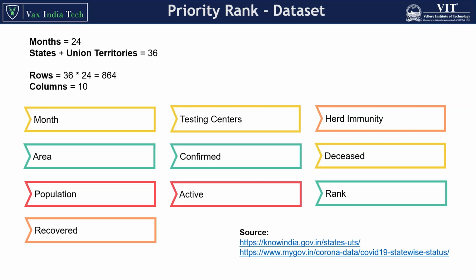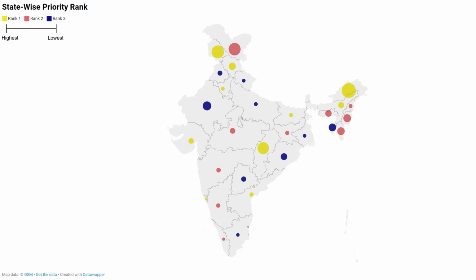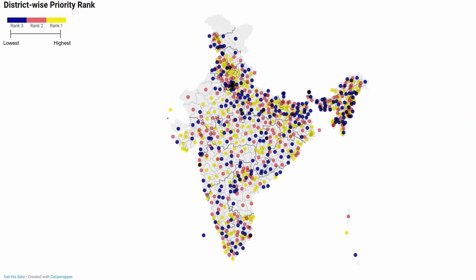In this example, the priority rank has been calculated as 2. This is a visualization of each state's priority rank where the size of the circle corresponds to population density. Similarly, we have visualized district-wise priority rank with uniform circle size.